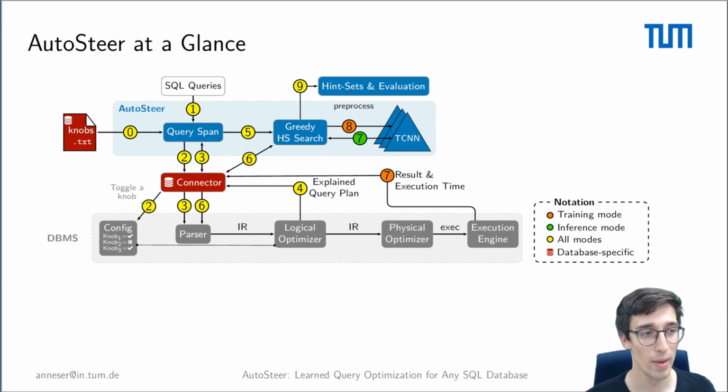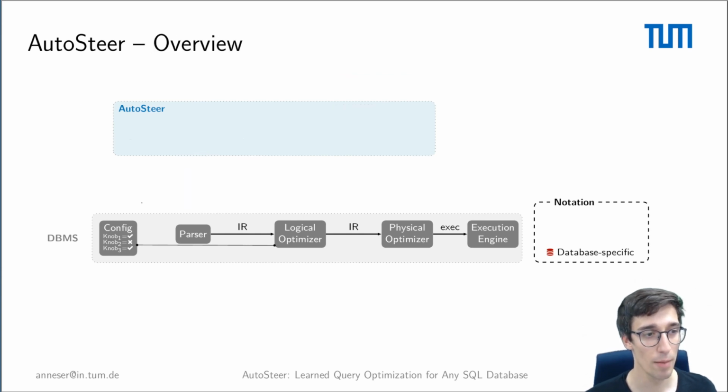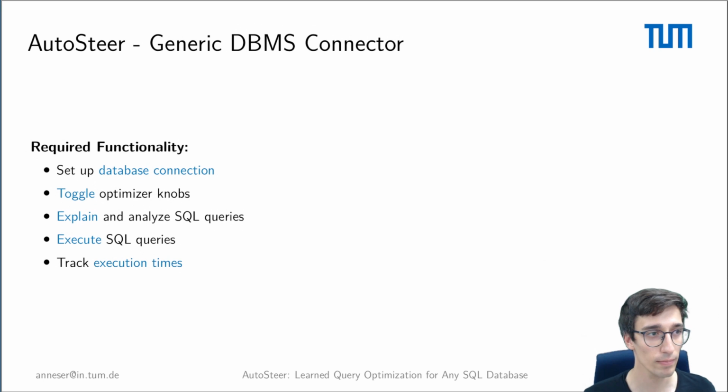However, since this overview is a bit overwhelming, I will guide you through the concept step by step. As a first step, we provide the knobs text file, which lists every tunable optimizer knob in one line. AutoSteer will then use this file to automatically figure out what knobs are relevant for a SQL query and could be used for steering. Next, we must also implement a simple connector that provides the following functionality. It must establish the connection to the database system that we want to steer, and it must be able to toggle the knobs and explain and analyze the query plans. Furthermore, it must be able to execute SQL queries and track the execution times.